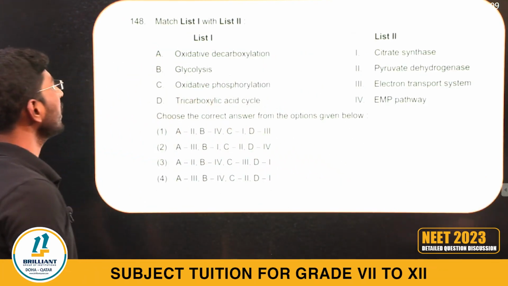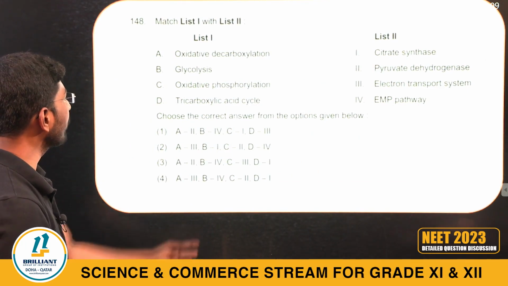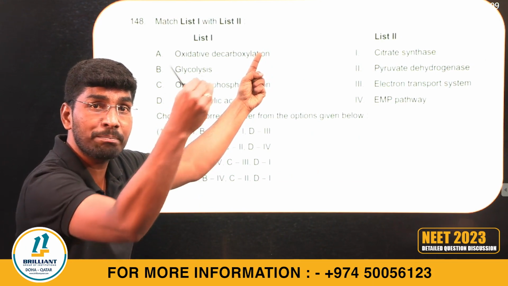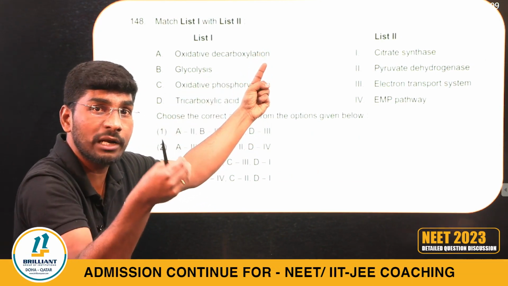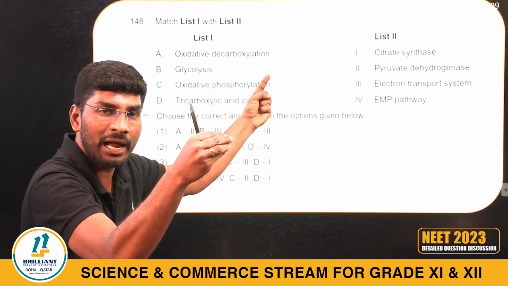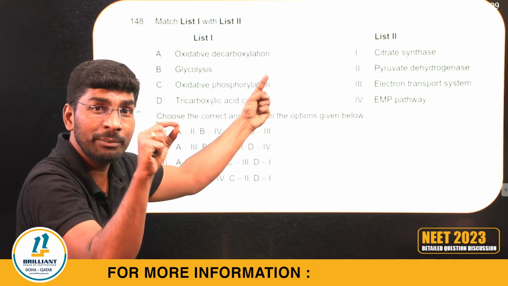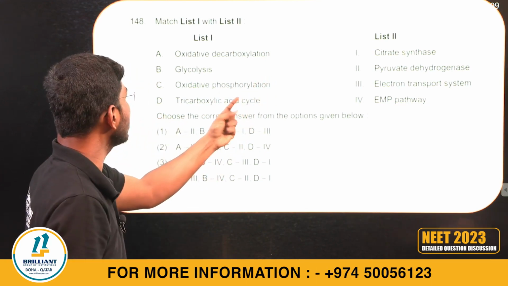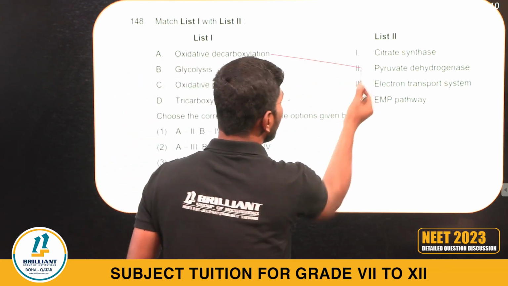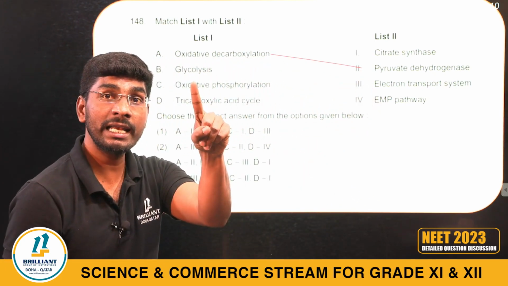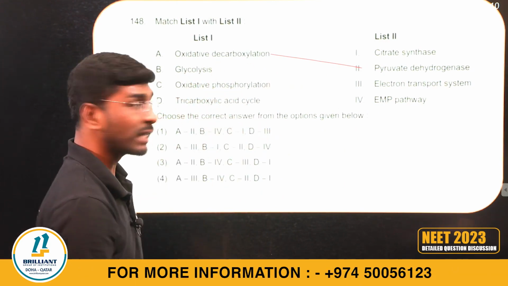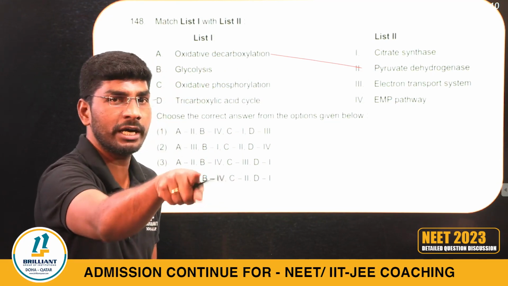Next question, 148. Match the following. Oxidative decarboxylation: pyruvic acid converts into acetyl coenzyme A by the loss of one carbon dioxide and coenzyme A addition, in the presence of magnesium ion, with the enzyme pyruvate dehydrogenase. One NADH2 is formed there, reduced energy, I'm sorry, NADH2 forms there.